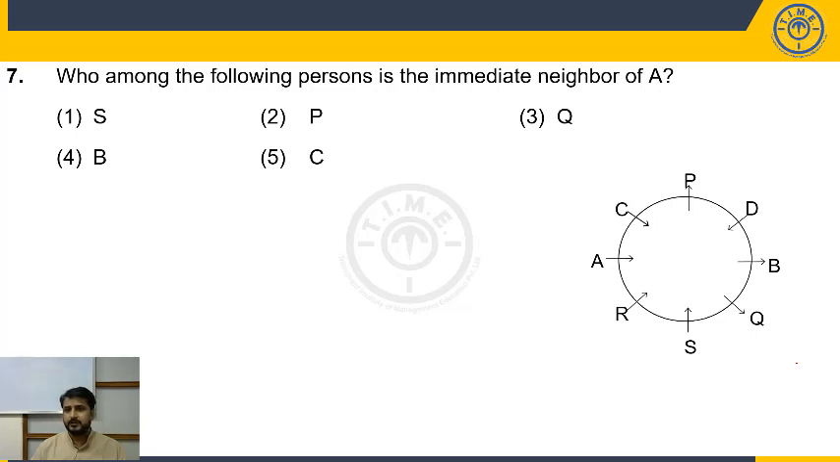Who among the following persons is the immediate neighbor of A? In a circular arrangement, for any person, 2 neighbors will be there. Now here it is given, who among the following is the immediate neighbor of A. It could be C, it could be R. Who is available in the choices? C. So you can choose that. Choice 5.